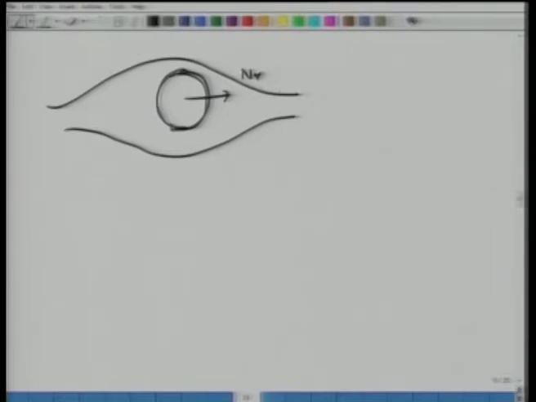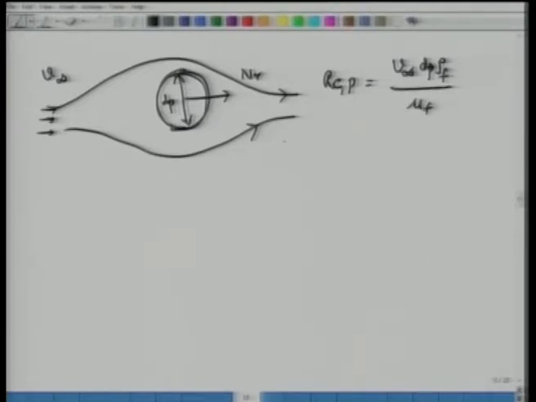So if we have some fluid flow here, there is a Reynolds number based on the particle size, which we can define as V infinity, the flow velocity at a very far stream, times dP, the diameter of the particle, times rho f over mu f, the physical properties of the fluid. We can define the Reynolds number. Similarly, we have the Schmidt number, nu f over DAB, the binary diffusion coefficient of A in B.